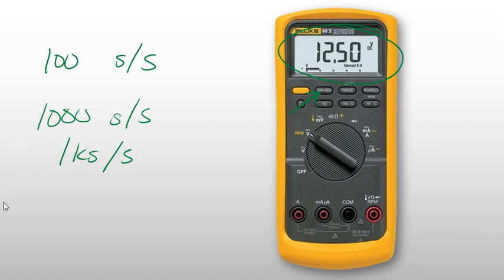And some meters that have a peak min-max function might even sample at about 4,000 samples per second, or 4 kilosamples per second. And then the meter is capable of delivering our minimum and our maximum and our average readings during that time period. Now, the real reason that we're talking about sample rates here is because we're going to be using lab scopes and data loggers.